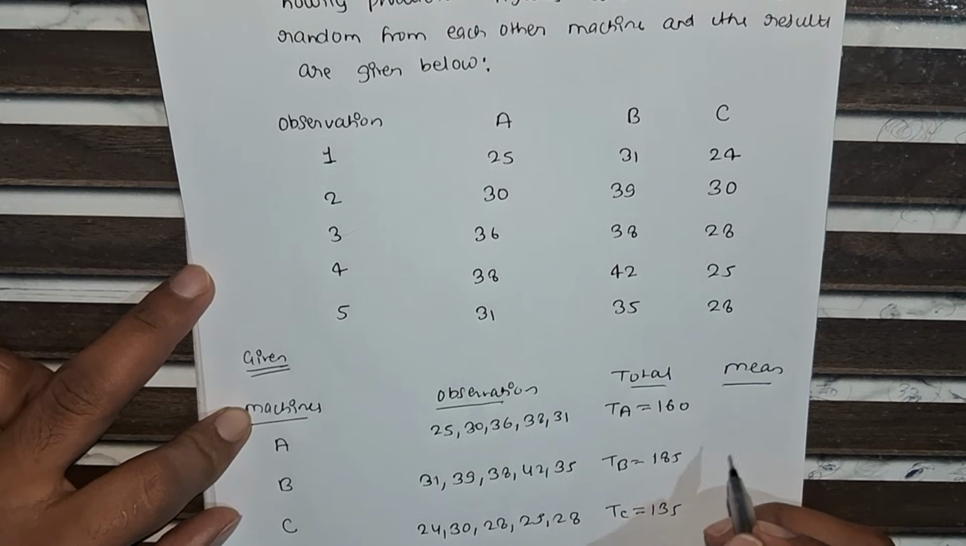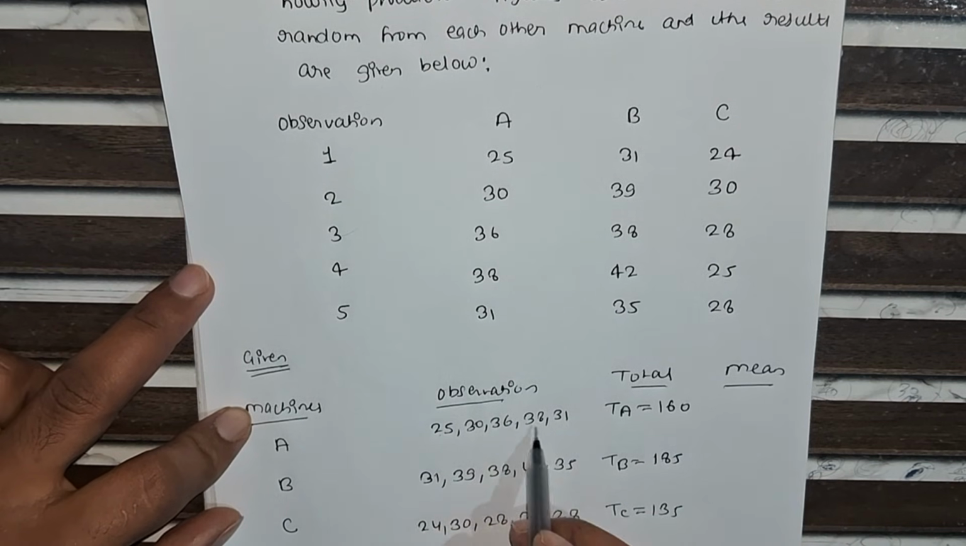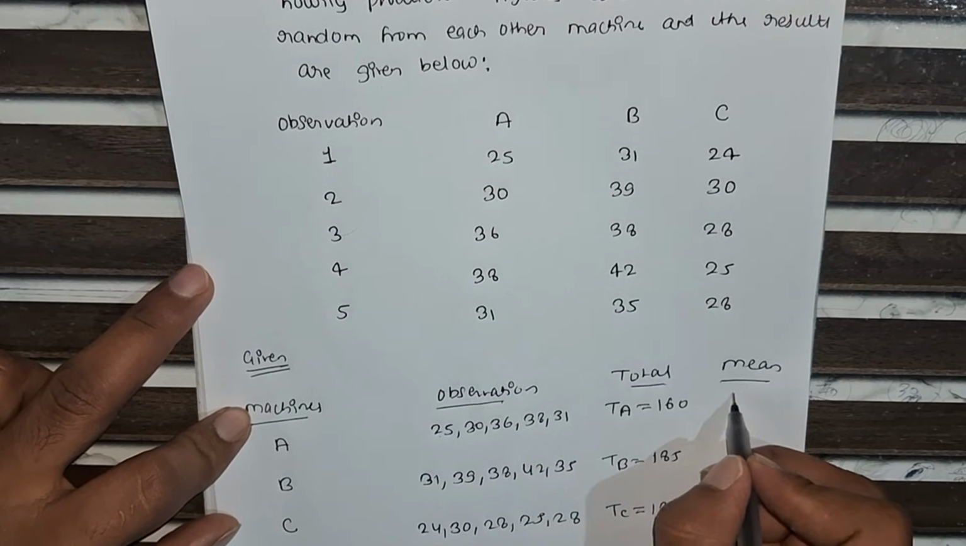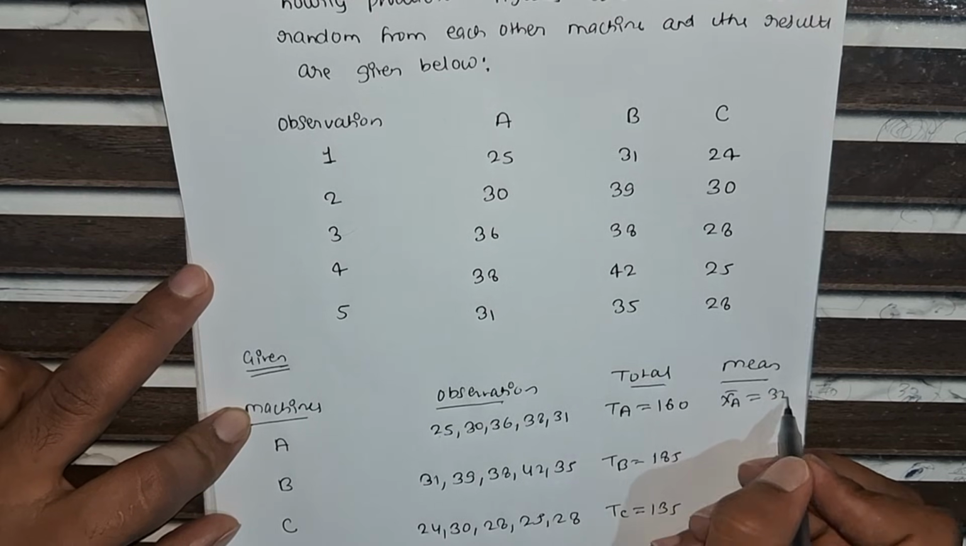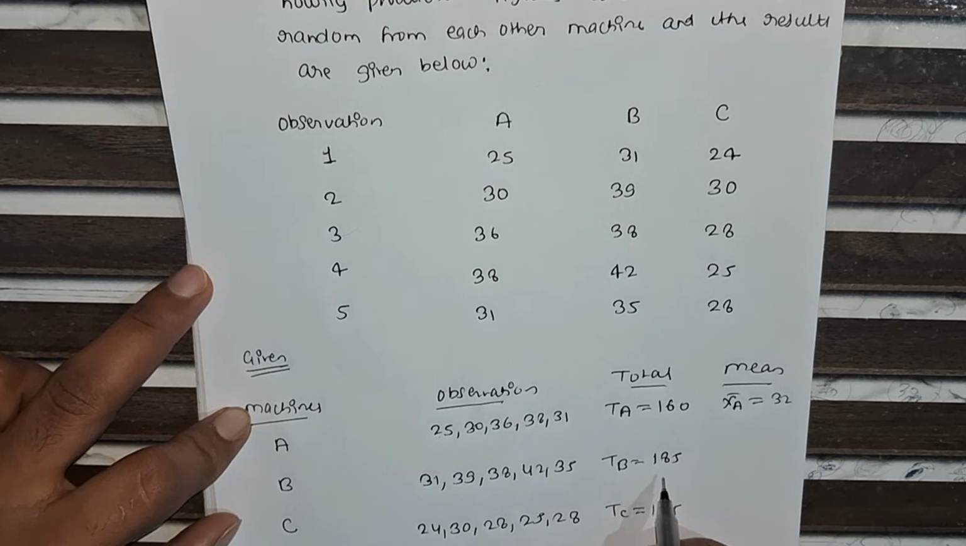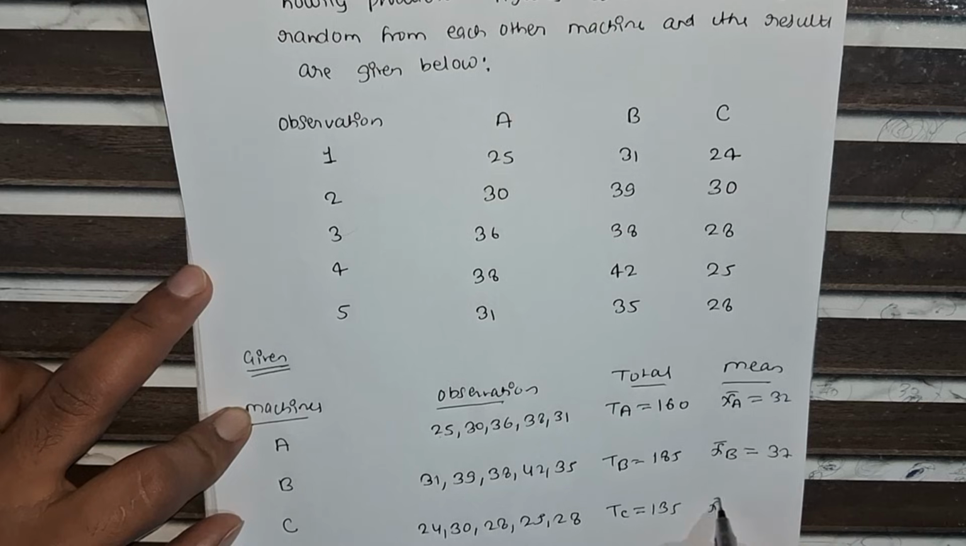And what is the mean? Mean is nothing but divide the total by the number of observations, means 1, 2, 3, 4, 5. So 160 divided by 5, it becomes 32. So we can represent as XA bar, which is equals to 32. Like that for B, when you divide total by number of observations, it becomes mean of B, which is equals to 37. Like that for C, which is equals to 27.